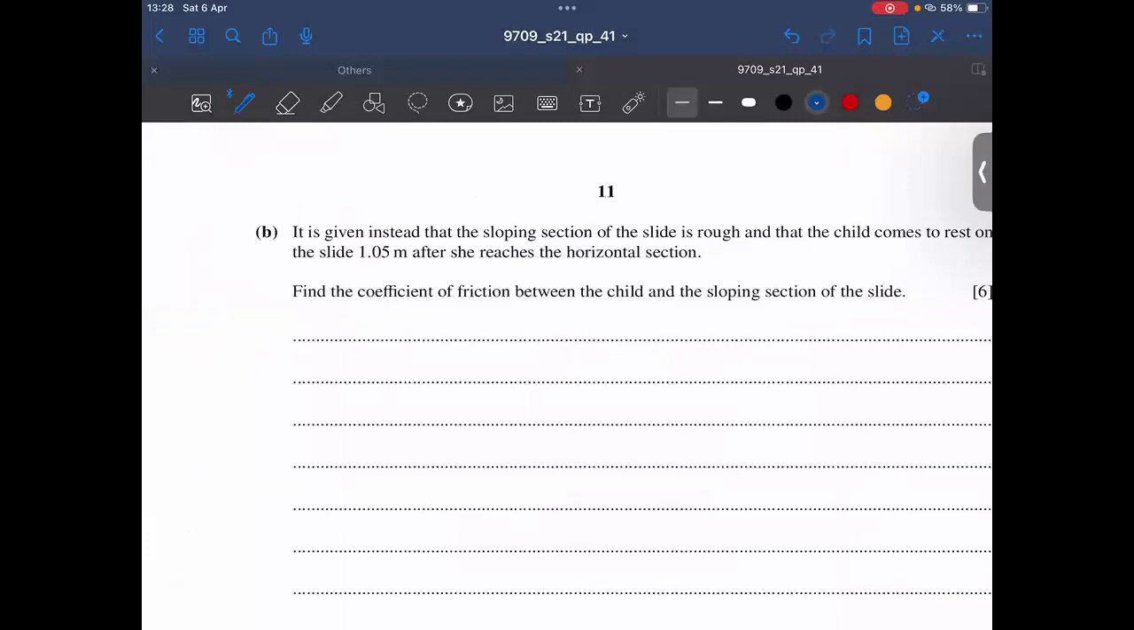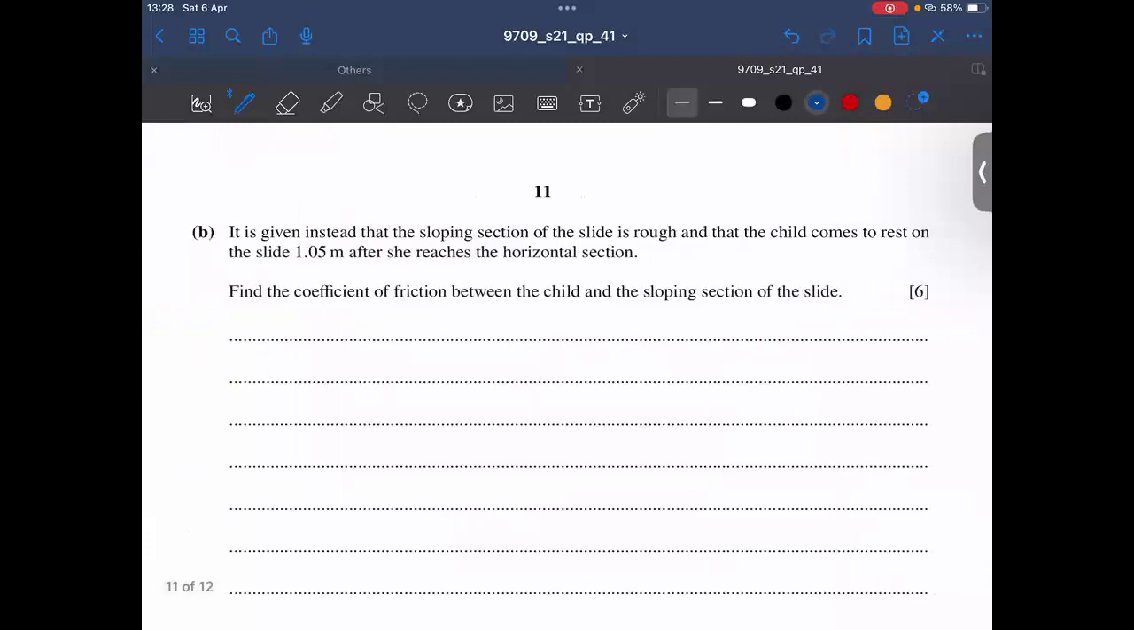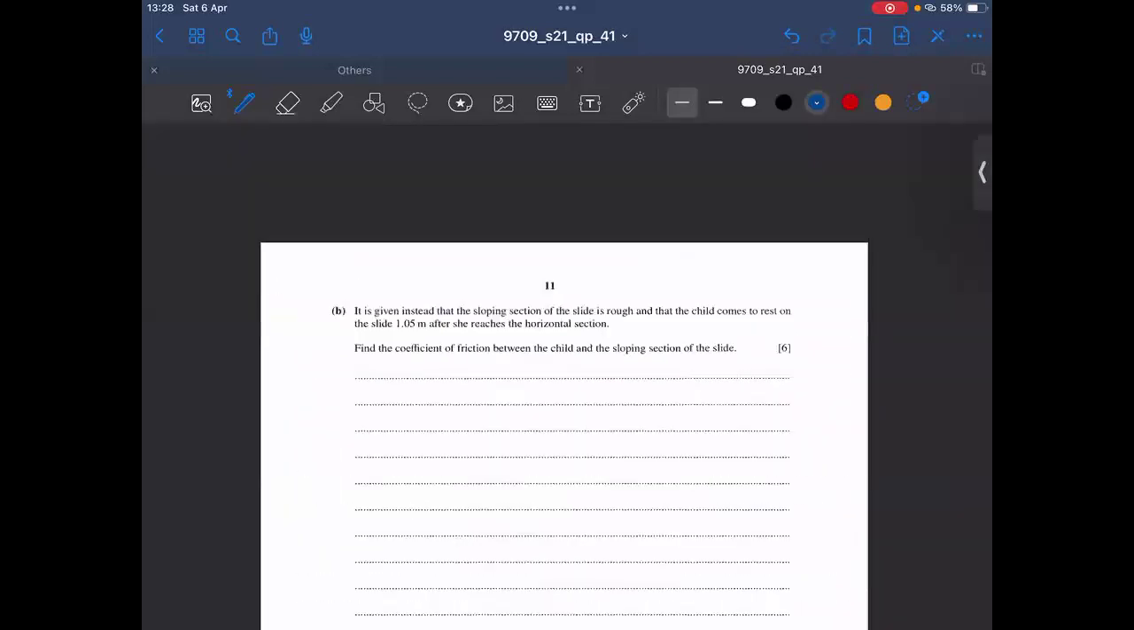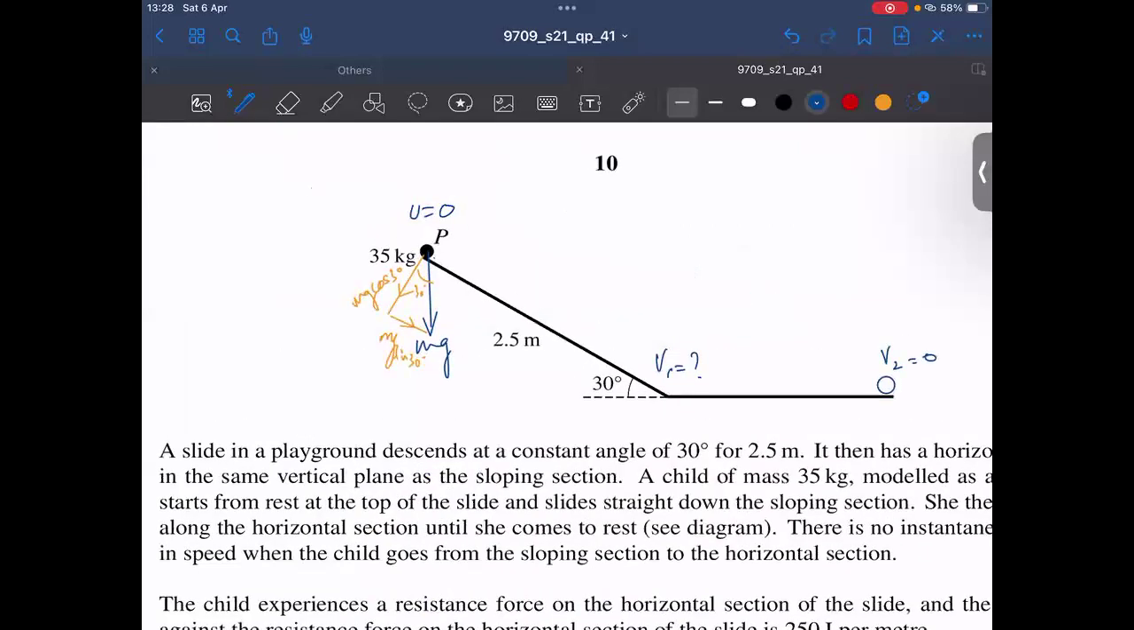Find the coefficient of friction between the child and the sloping section of the slide. Okay, so we're going to have the force of friction as well, and it's going to be acting up the plane. All right, Amna?